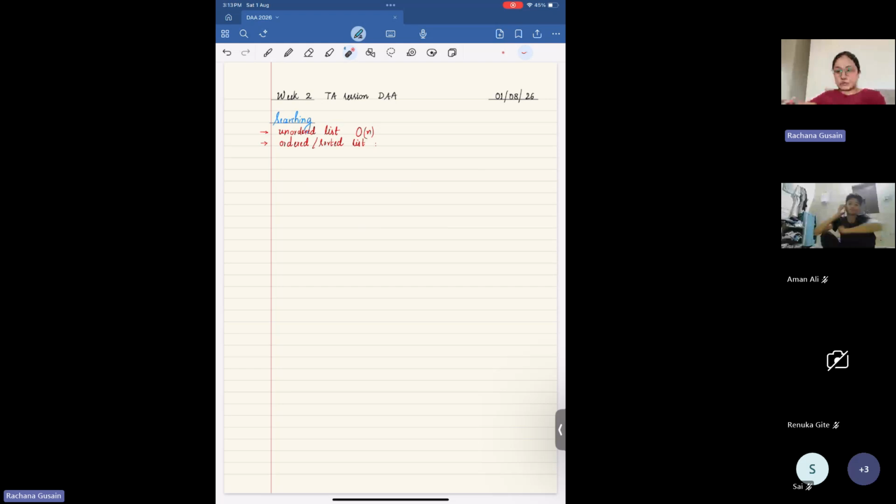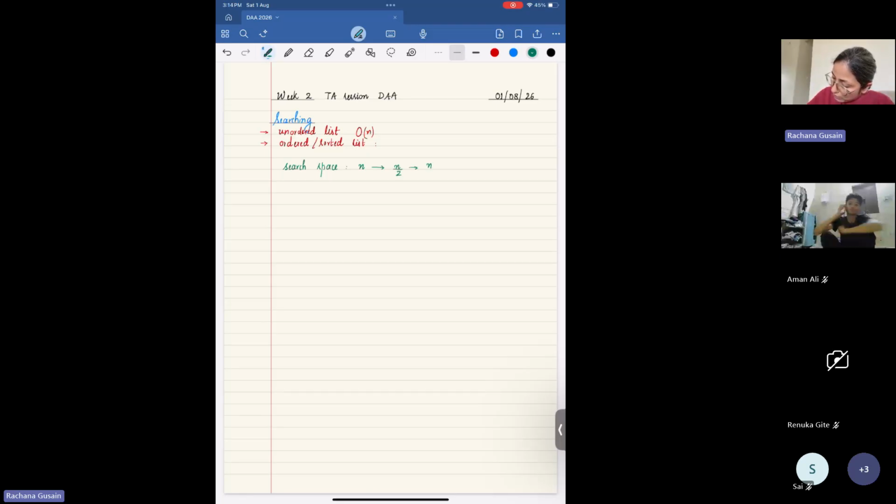Initially the search space had size equal to n, right? Then after the first iteration it becomes n by 2. Second iteration n by 4, right? So it's the reduction in the search space. The search space keeps reducing by a factor of half. Initially it is n, then it goes down to n by 2.